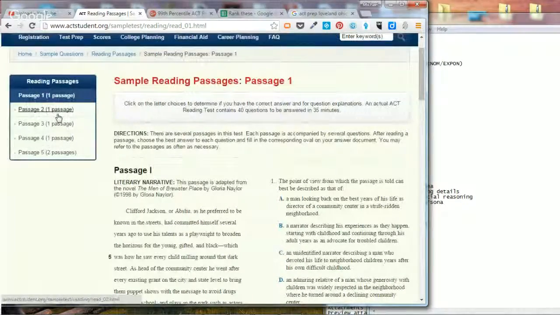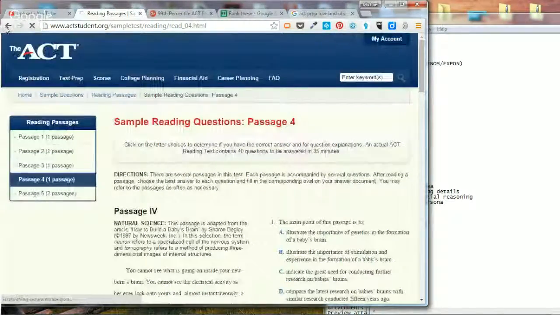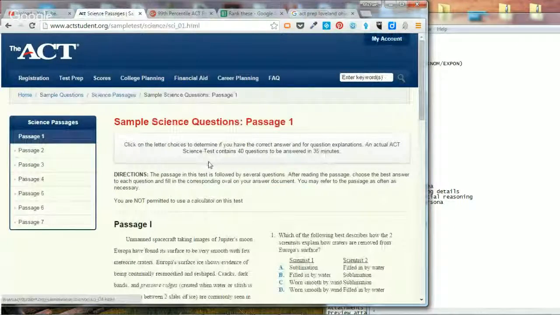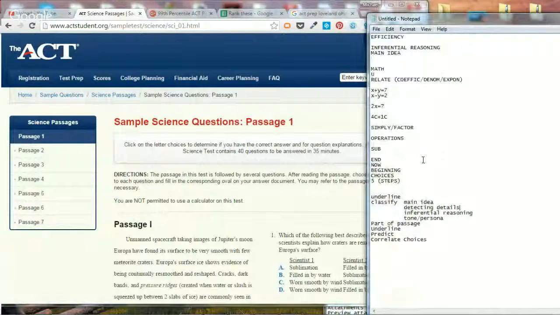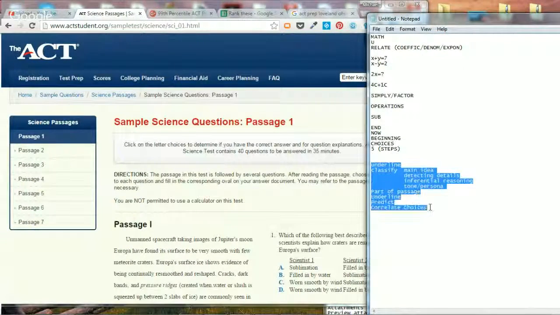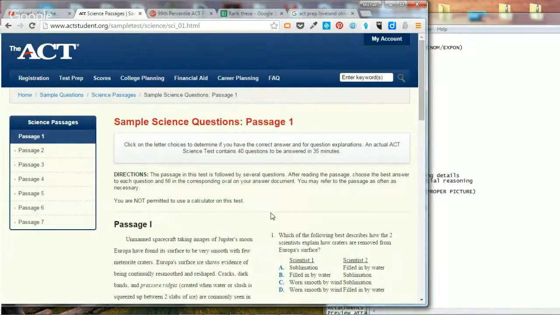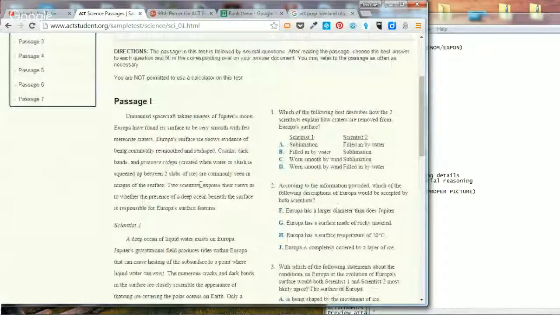Going on to the science section, which is going to be the fourth section on the test. We're going to use the same basic steps that we had here in reading, except we won't really have main idea. We won't have tone or persona. It'll just be detecting detail and inferential reasoning. So rather than saying go to the right part of the passage, it's mostly about the proper picture, chart, table, or graph. So these tend to be very chart, table, graph oriented.